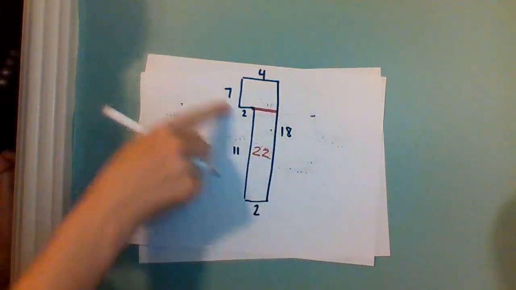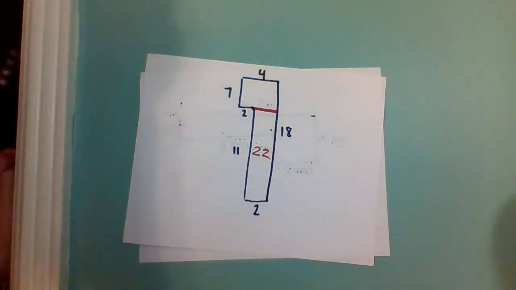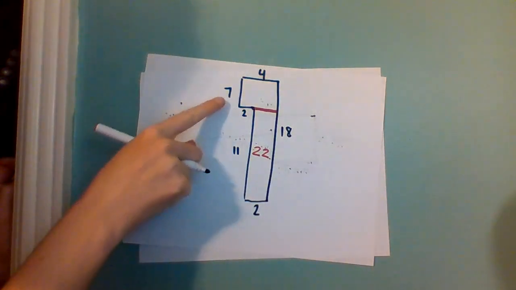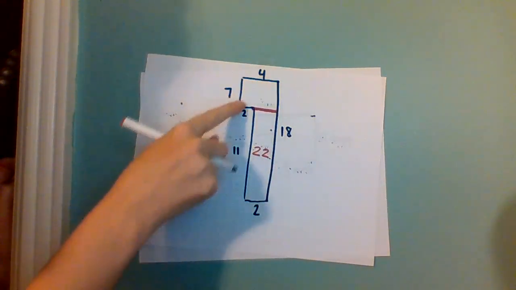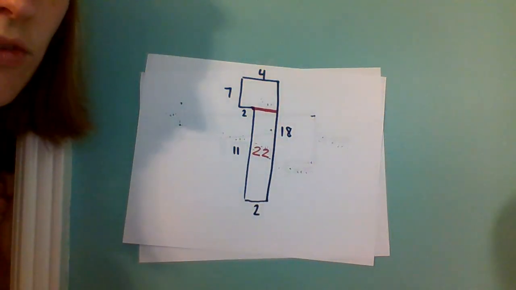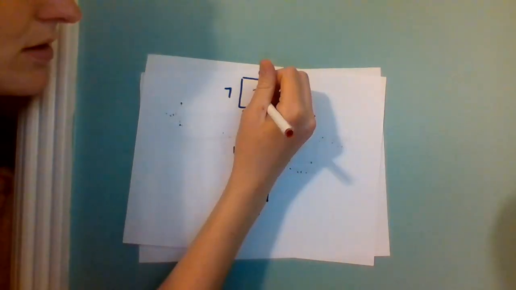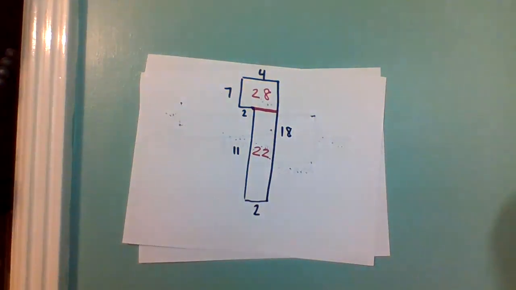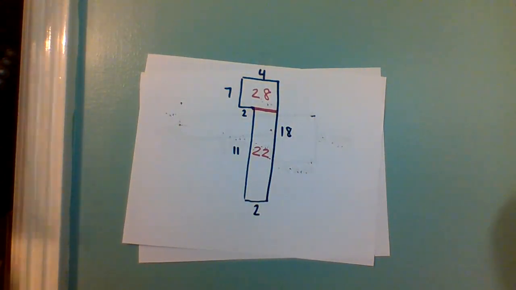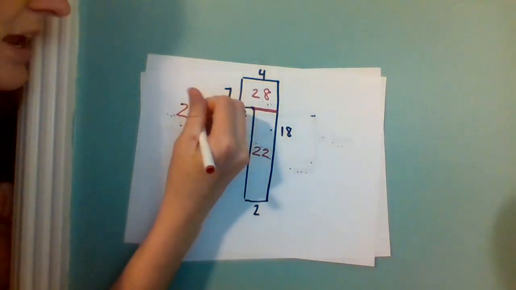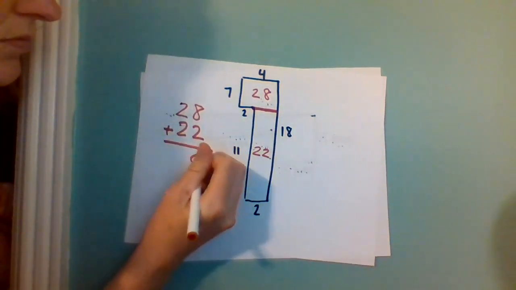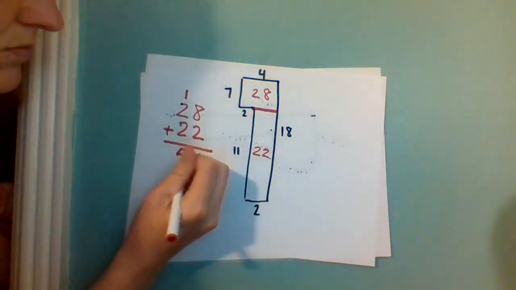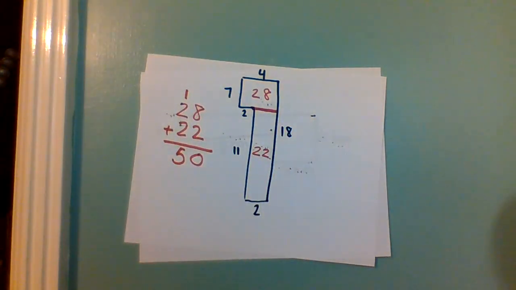And then we're going to find the area of this rectangle up here. For this one, I'm going to do 7 times 4, because that represents the whole sides of those rectangles. And I get 28. Now I'm going to add them together. 28 plus 22 is 50.